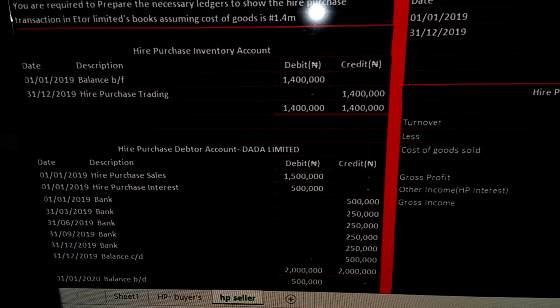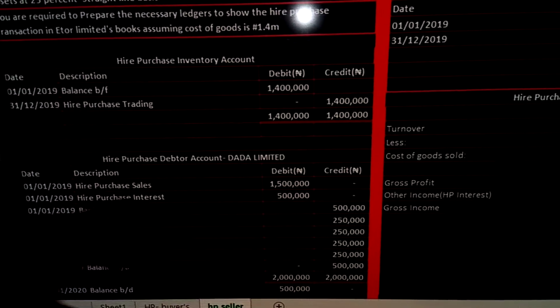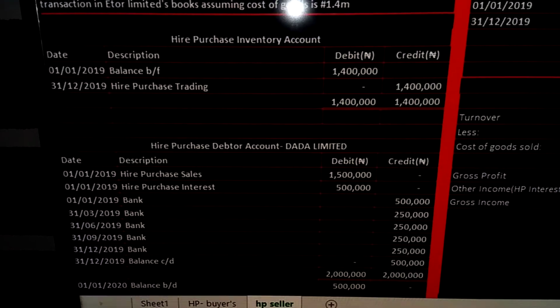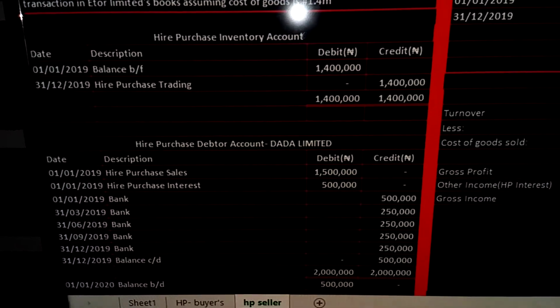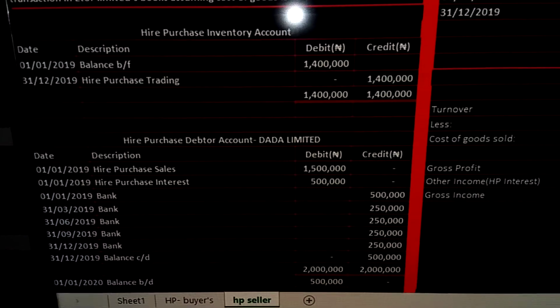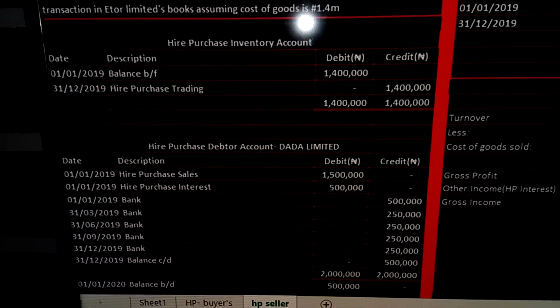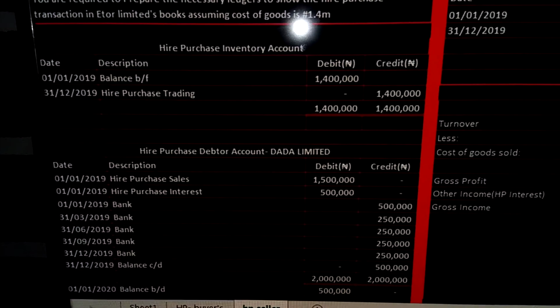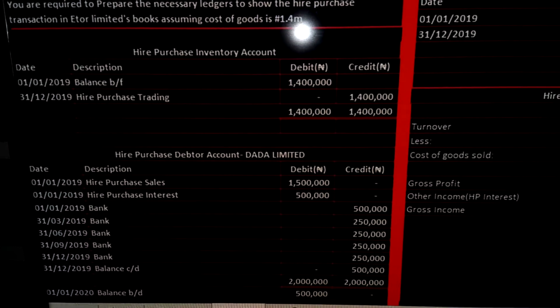So Dada Limited paid an initial deposit of 500,000. That reduces it to 500,000 here. Then we have the installment payments. I already explained that. Okay, we are paying 250 per quarter. So that means the seller is receiving 250 per quarter. So if you divide 1.5 by 250, you have 6 quarters. So in 1 year, you have 4 installments paid.